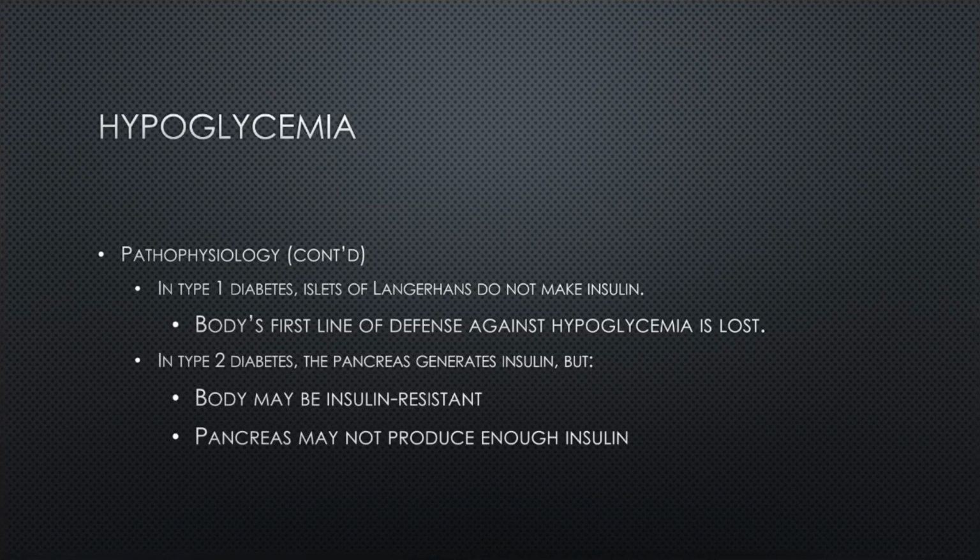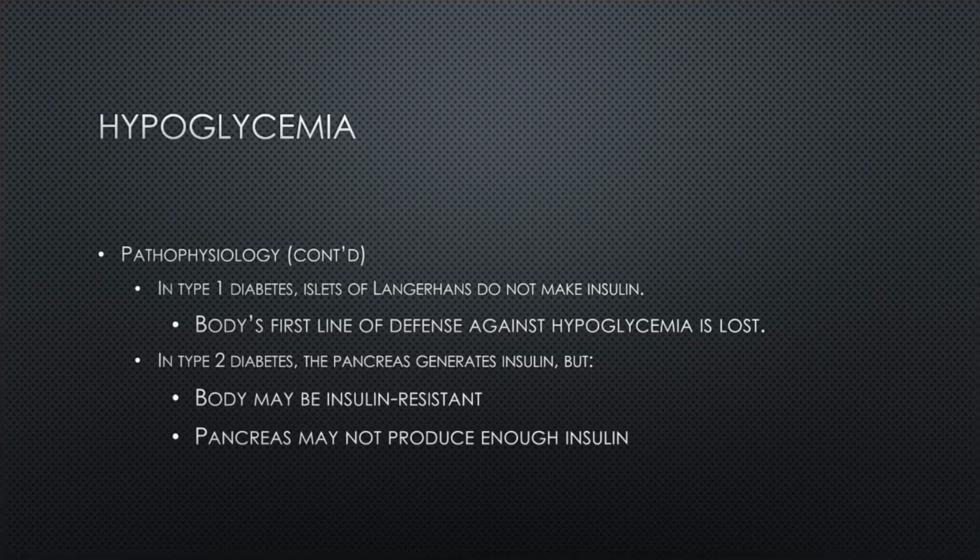In patients with type 1 diabetes, the islets of Langerhans do not make insulin. The body's first line of defense against hypoglycemia is lost. Causes of low blood glucose level in a patient with diabetes could be an elevated level of exogenous insulin from inaccurate dosing or intentional overdose. It could be a mismatch between carbohydrate intake and exogenous insulin intake, so they may not be eating enough for the amount of insulin they're taking, or it could be increased use of glucose, such as during exercise, when they're burning off more glucose, causing the blood glucose level to drop sharply.